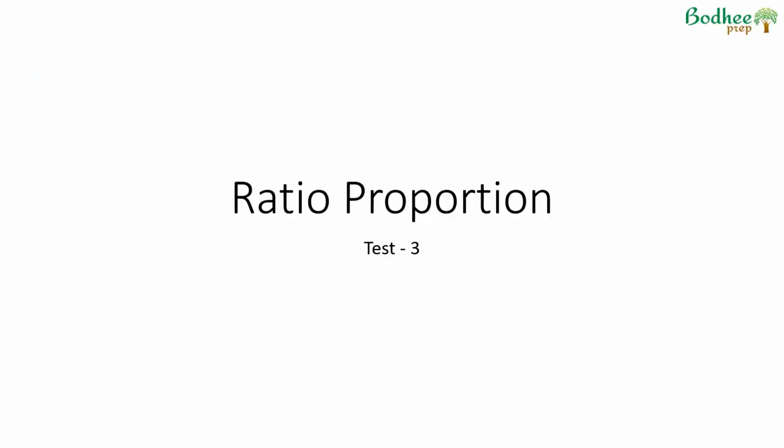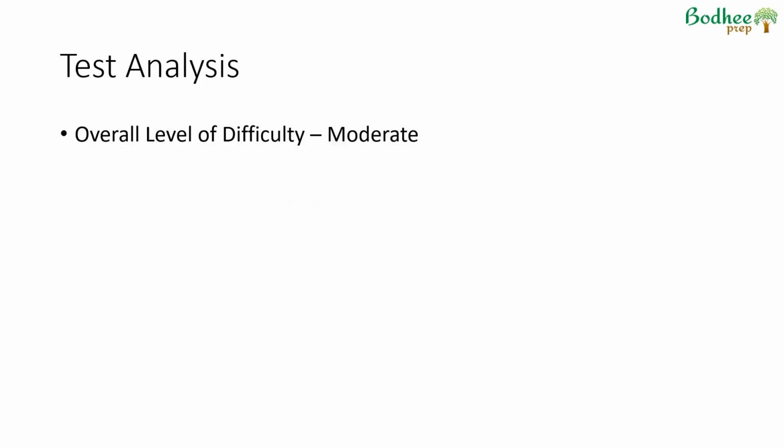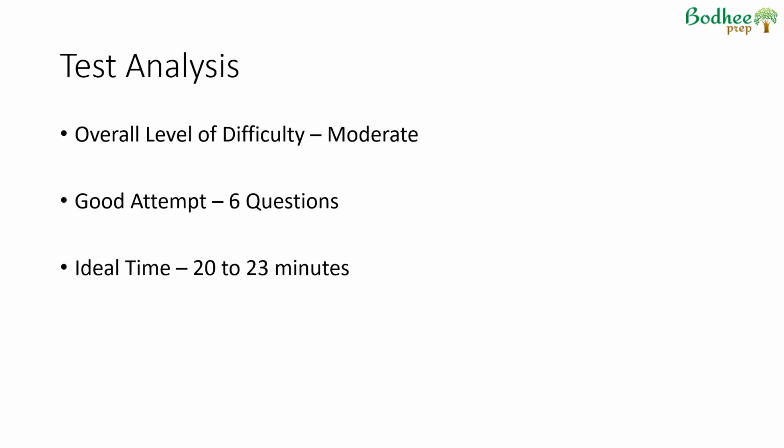This video talks about test 3 of ratio proportion as mentioned in the app. Overall, this test is of moderate level of difficulty and therefore a net attempt of 6 questions. This is after eliminating the wrong answers. A good attempt would be 6 net correct questions. And once you're going through the test, it should take you about 20 to 23 minutes to go from 1 to 10 question number. Obviously, I'm not saying that we'll be able to solve all the questions in 23 minutes, but attempting all of them and then getting a net 6 correct should happen about this time.